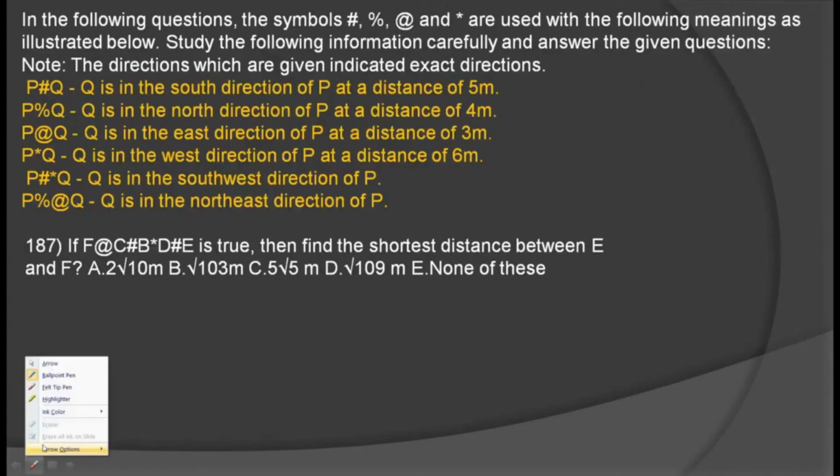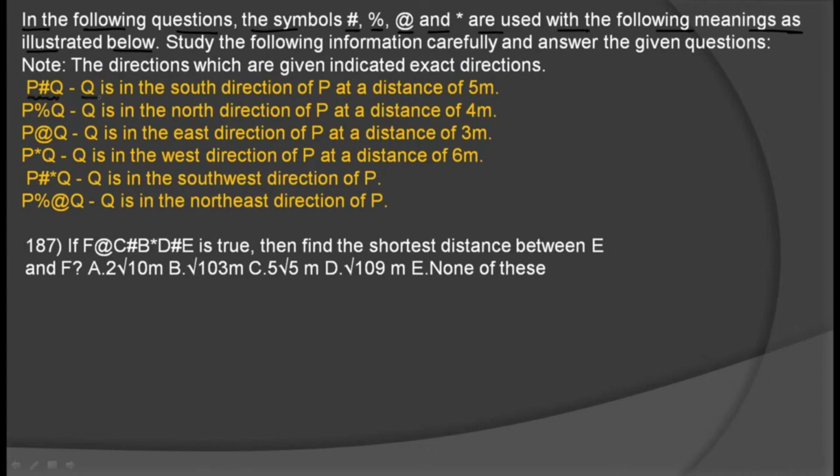Now, guys, you can expect coded blood relations, coded directions, and coded relations. They have many things, but you have to identify the information. Directions: read the directions carefully. In the following questions, the symbols ash, percentage, at the rate and star are used with the following meaning as illustrated below. Study the following information carefully and answer the given question.